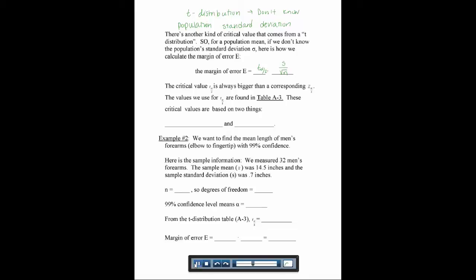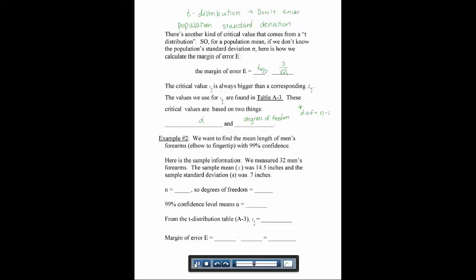Now, to get these values, we use a table from the book. It's table A3, and there's two things we need to know. We need to know our alpha and the degrees of freedom. Now, the degrees of freedom is always equal to your n value, how many you have in your sample, minus 1. Okay, so that's just a rule you'll want to remember.